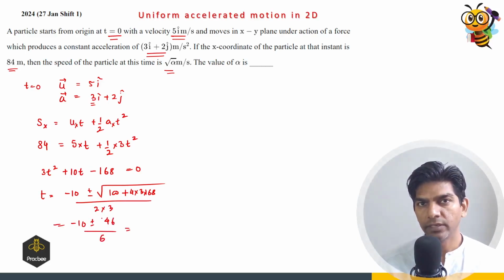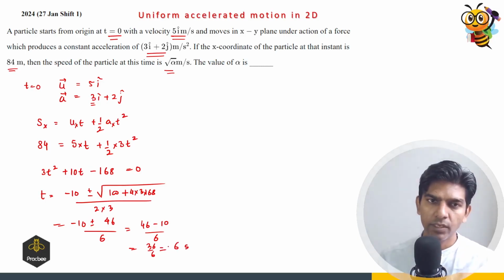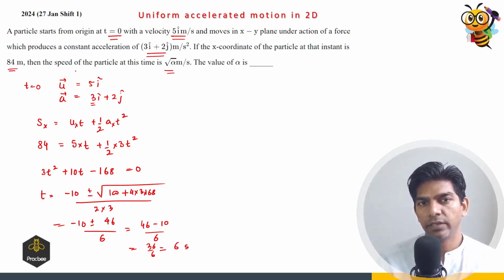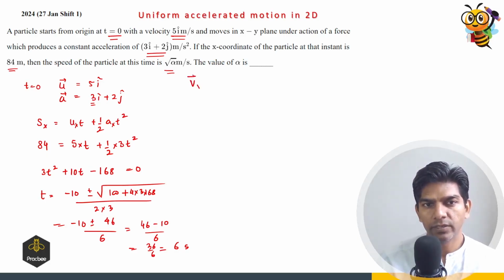So let us take the positive one. So 46 minus 10 divided by 6. So that will be 36 by 6, so 6 seconds. So after 6 seconds, the x coordinate will become 84. Right. So now we have to find the speed. Let us find the velocity.